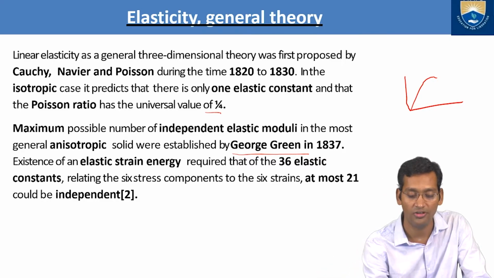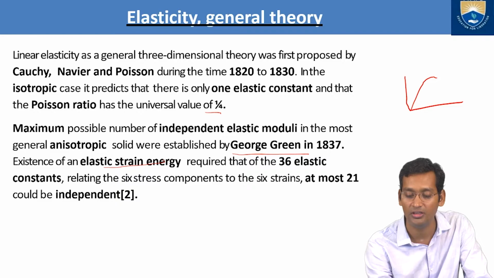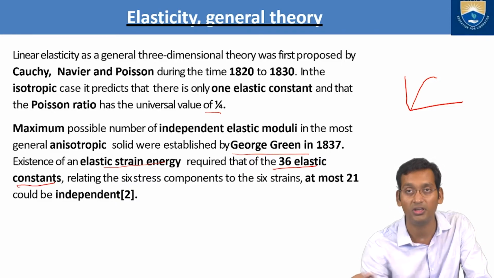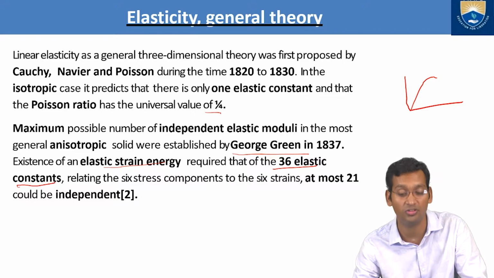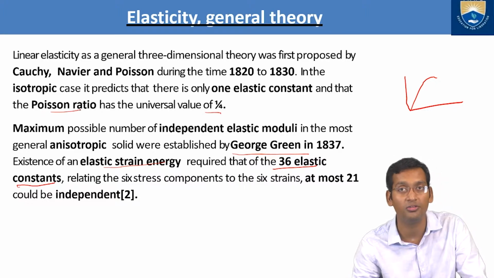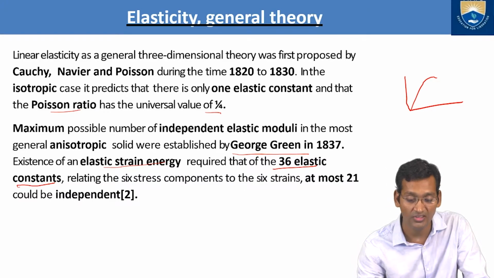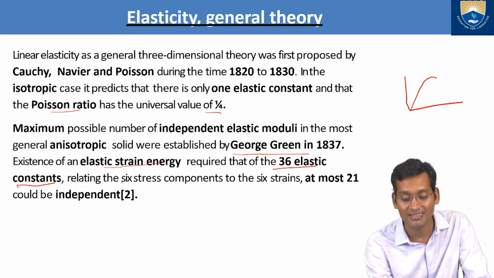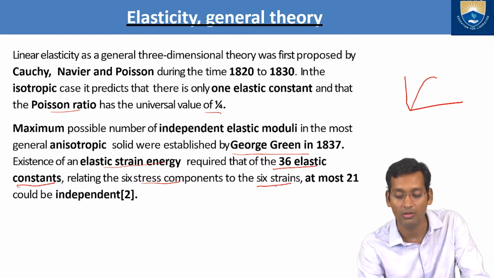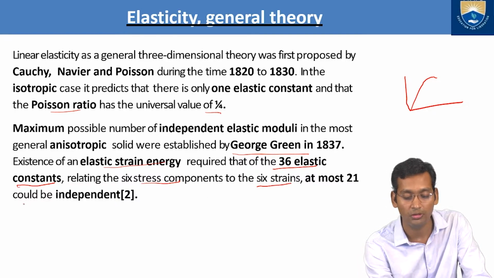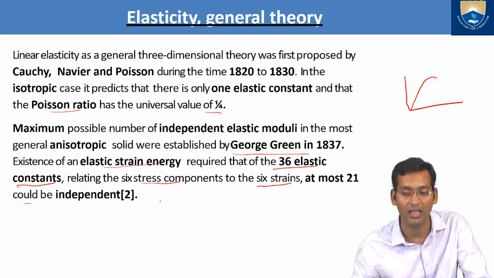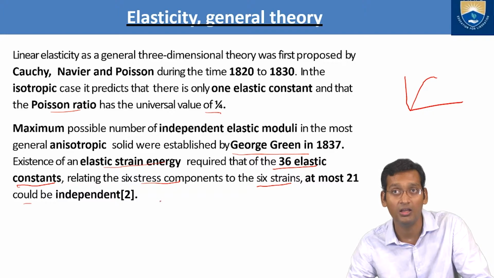Now, how many? The existence of elastic strain energy requires 36 elastic constants. So 36 elastic constants are possible for an anisotropic solid, but for an isotropic one, only Poisson's ratio is there. Relating the 6 stress components and 6 strain components, 6 and 6, 12, at most 21 could be independent. So according to this, how many will they have?